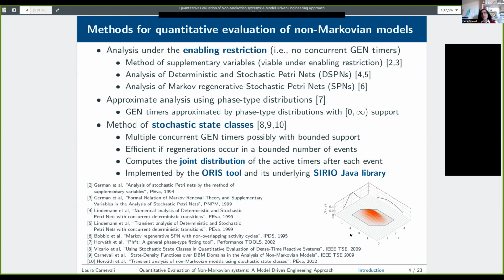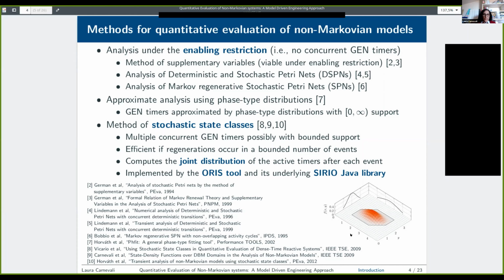And so, of course, our approach also faces different complexities. In particular, the approach suffers when we have a high concurrency degree among general transitions. And the approach is also very sensitive to the number of steps that we may have between subsequent regeneration points. And so it is accurate, I would say exact, and also efficient where regenerations occur in a bounded number of events.